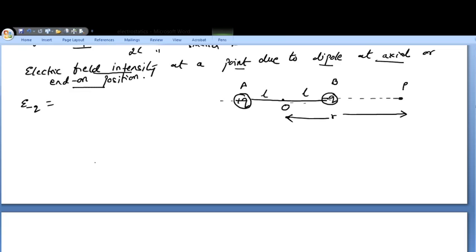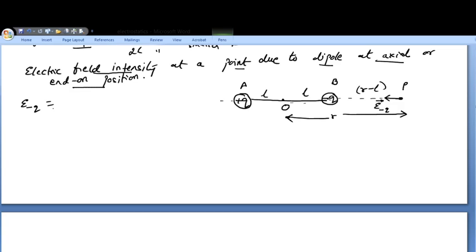Now what will be the distance between P and B? The distance between P and B will be r minus L. And electric field at point P due to minus Q, assume as if plus Q is not there. So what will be the direction of electric field? Electric field due to minus Q will be in this direction. This is going to be minus Q. Always remember, imagine as if plus Q is not there, so you will find that your electric field is going to be towards the negative because it will point from positive to negative.